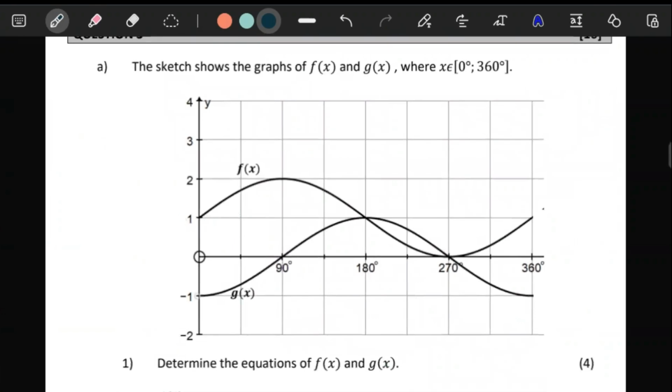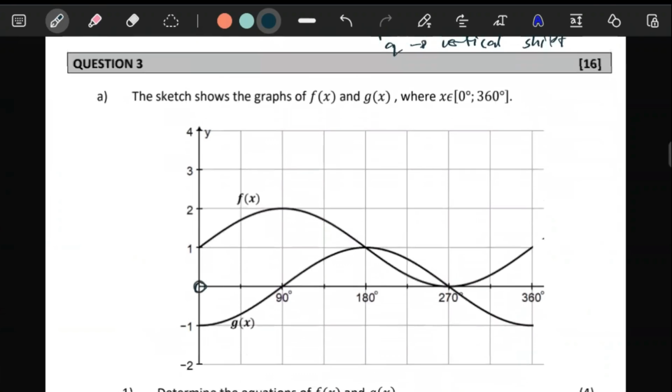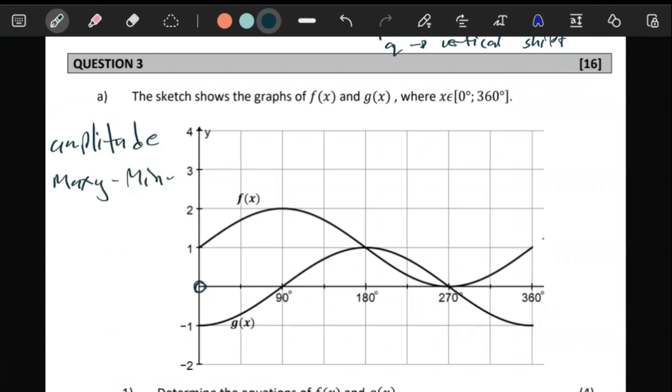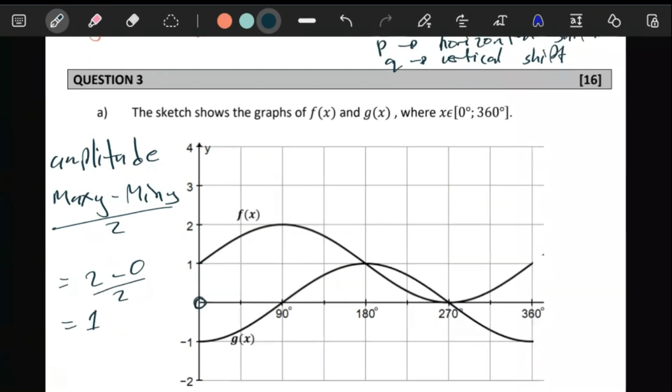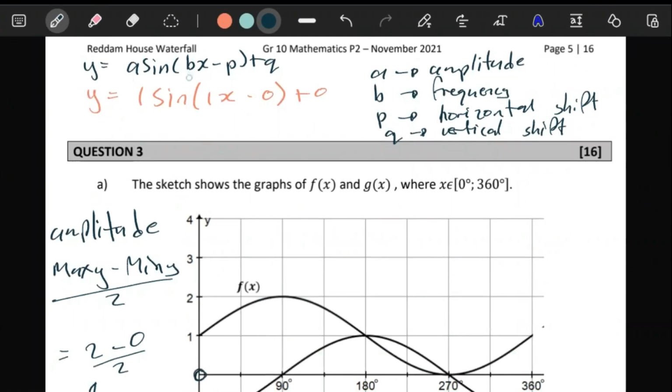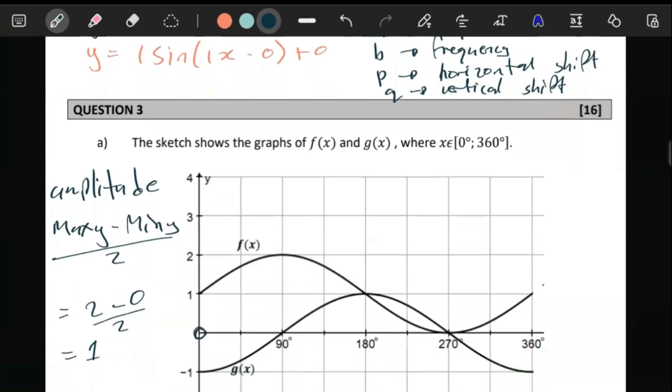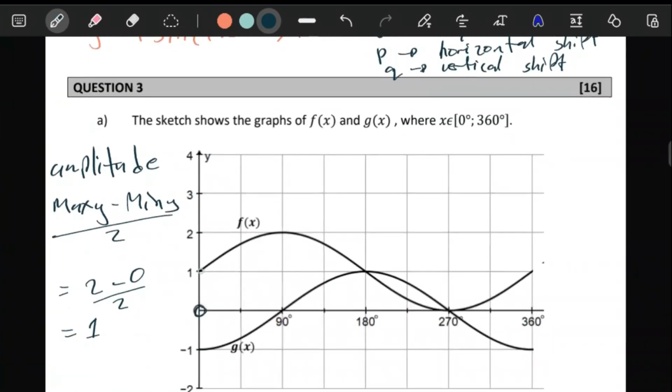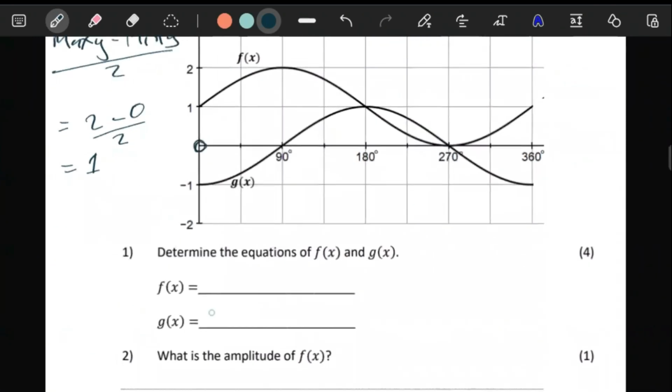This graph, you can see from 0 to 360, firstly, you have one graph all the way from 0 to 360. Okay, good. And then amplitude has a formula. The amplitude is always the maximum y value minus the minimum y value divided by 2. So for f, the maximum is 2, the minimum is 0, divided by 2, your amplitude is 1. It has not been moved to the left or to the right. We can see that. And a standard graph, which starts at 0, has been moved 1 unit upwards. So our q value here is +1. The equation here is going to be sine x plus 1, because amplitude is 1, frequency is 1, with a shift upwards.